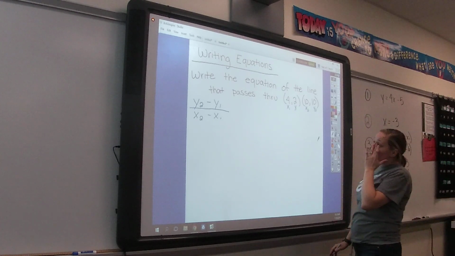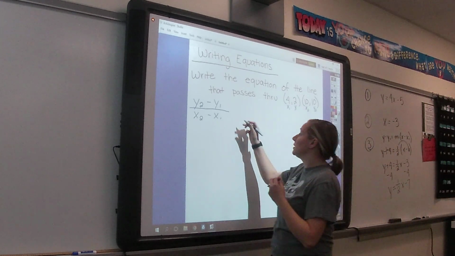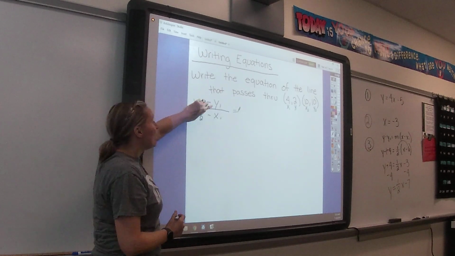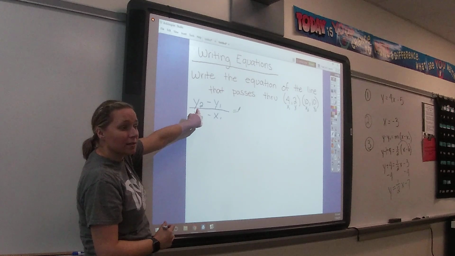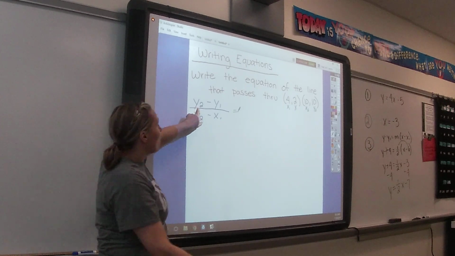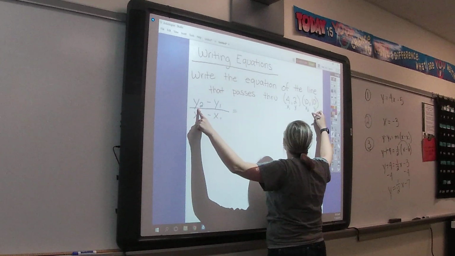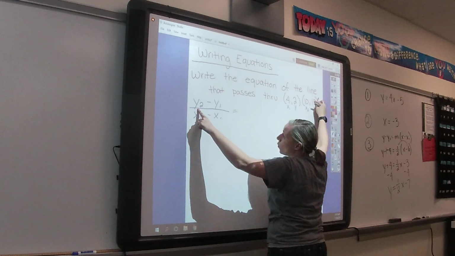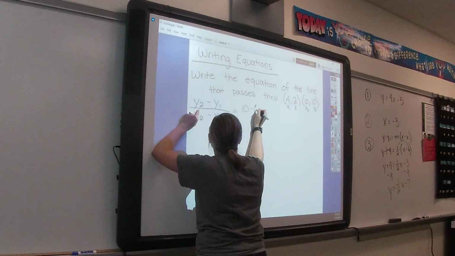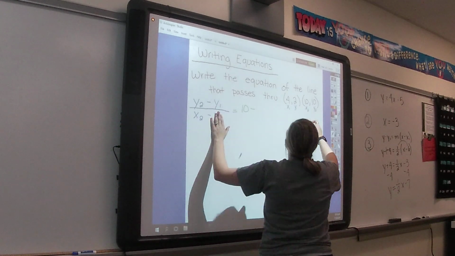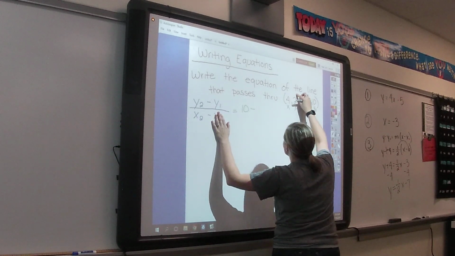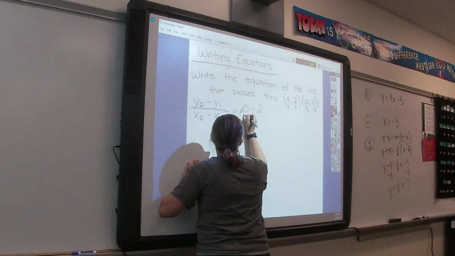Because there's a couple of us who still missed it on the test. So when we go to plug this in, we are taking this formula and we're substituting each value in for its variable. So y sub 2 is whatever number is sitting above it. So y sub 2 is going to be 10. Minus y sub 1 is going to be 2.